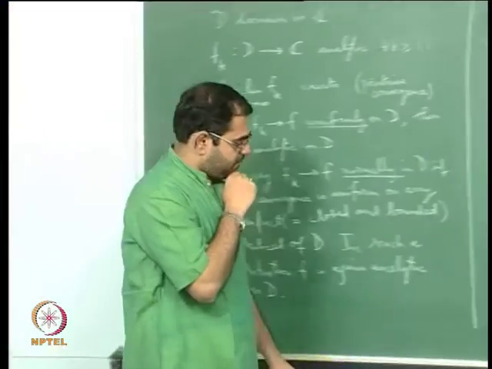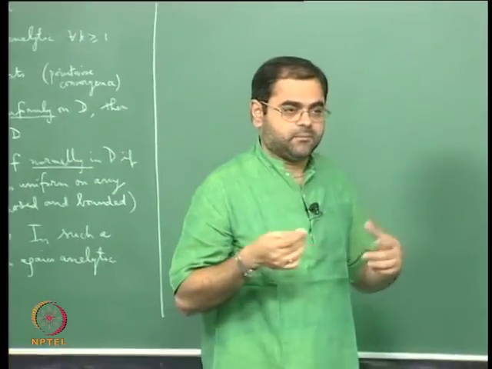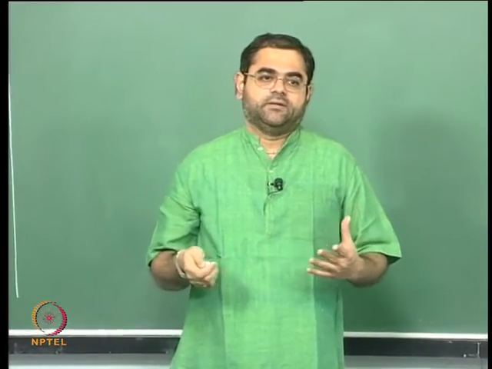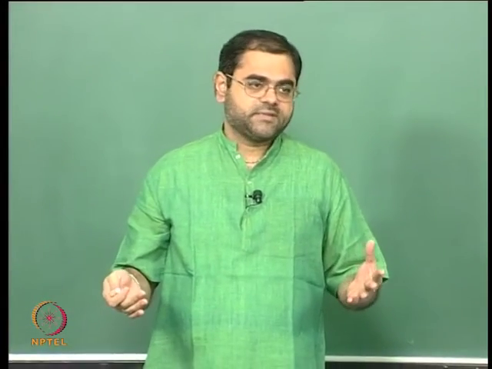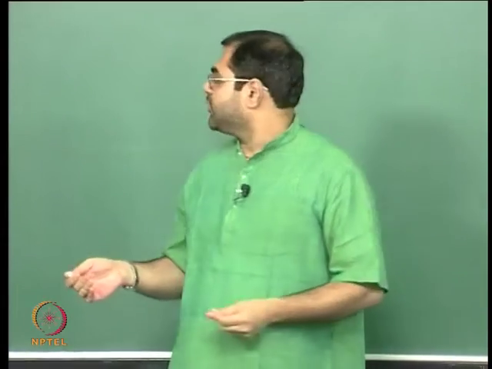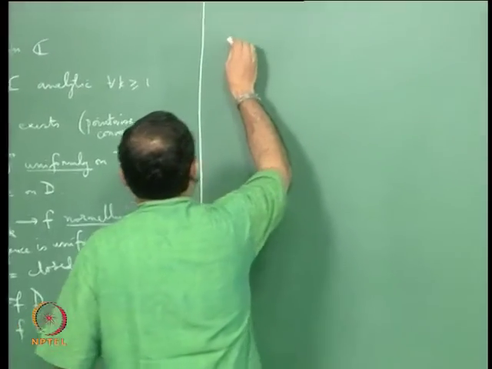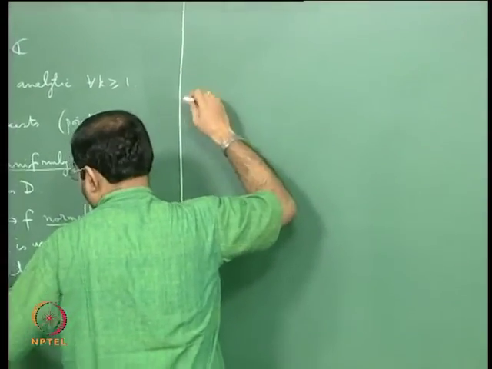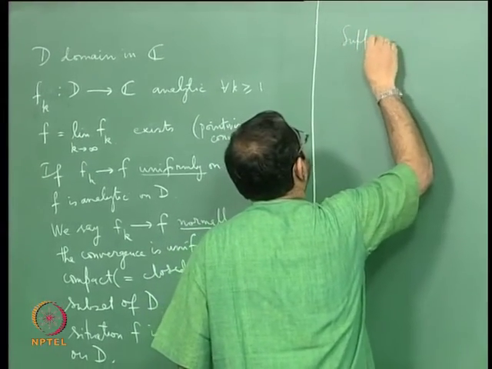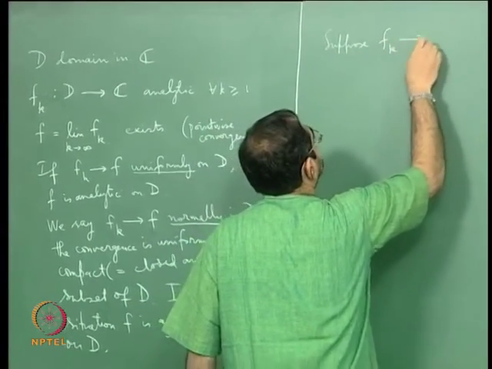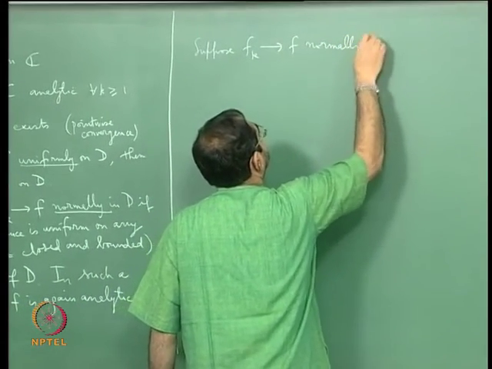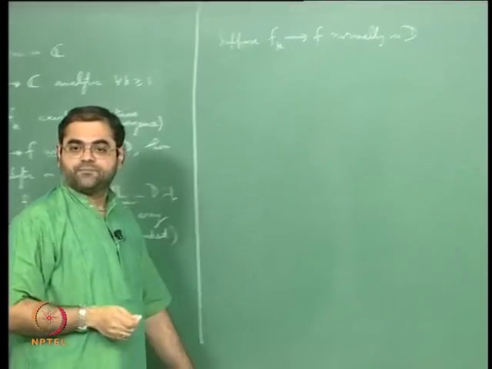I am doing this purposely. Many of you must have come across this in a first course in complex analysis, but I am doing this so that you recall some basic things, and it's to help you refresh your memory. So how does one prove this? That's exactly what I want to say. Suppose fk converges to f normally in D.